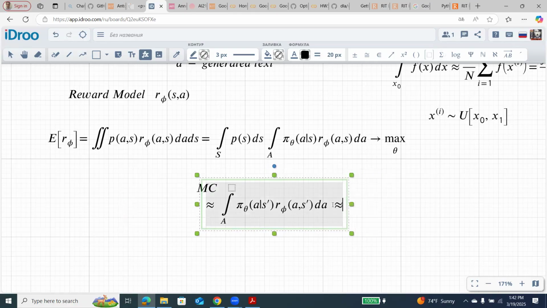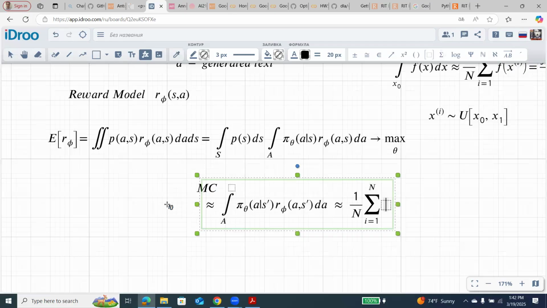Then we can try to apply the Monte Carlo estimation for the second integral, and then we will get, for example, if we take n continuations of this prompt, it will be a sum for i from 1 to n of the reward model calculated at some continuations a_i for prompt S prime, where a_i are sampled from our language model pi.